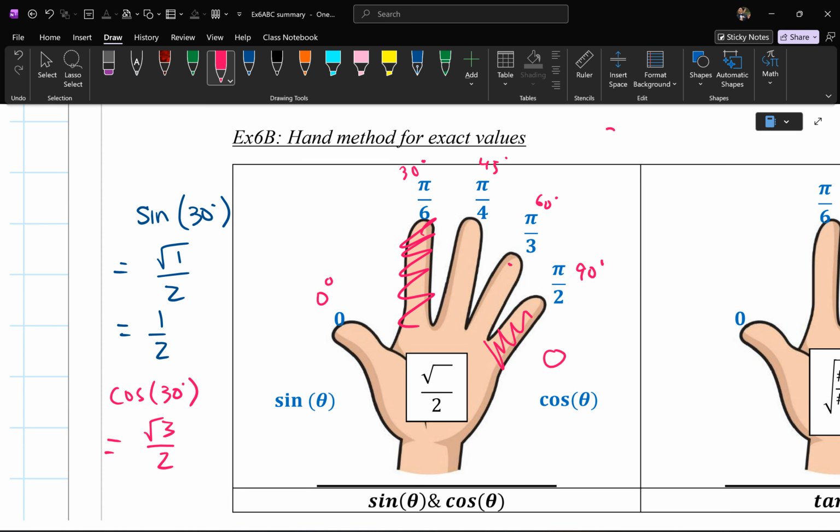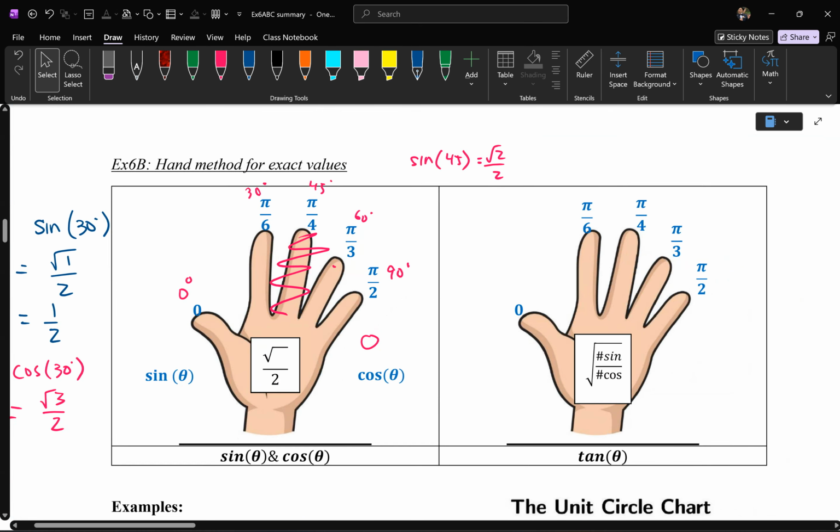Erwin, let's try another one. Sine of 45 degrees. Which finger? The third one, the middle one. So I'm going to chop that off. Now I'm looking for sine. So how many fingers for sine? Root 2 on 2. Okay.